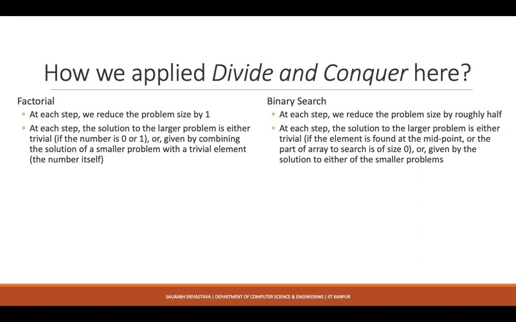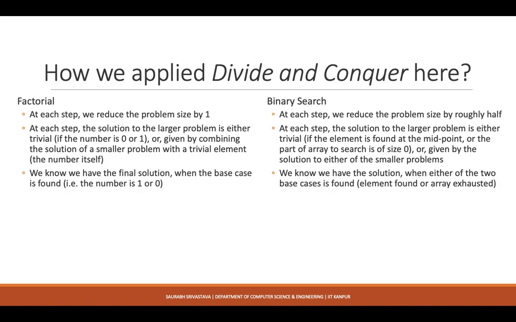So essentially at each step I keep reducing the size of the array where there is a possibility to find the key, and when I keep shrinking the array parts, at one point of time I'll reach a place where either I'll find the key at the midpoint, or I would have exhausted the array itself, right? Because the part of the array to search has become 0, at which point I can simply say that the element is not there.